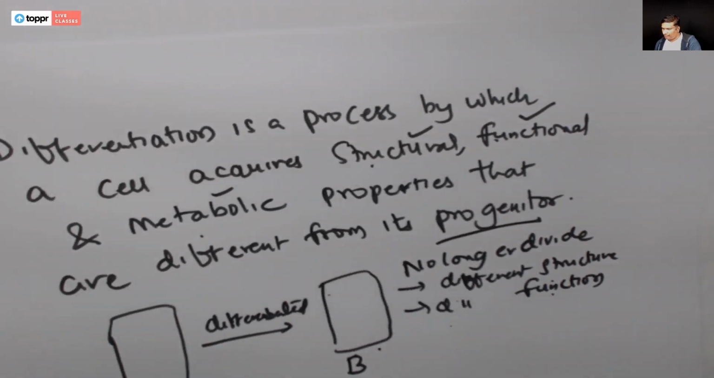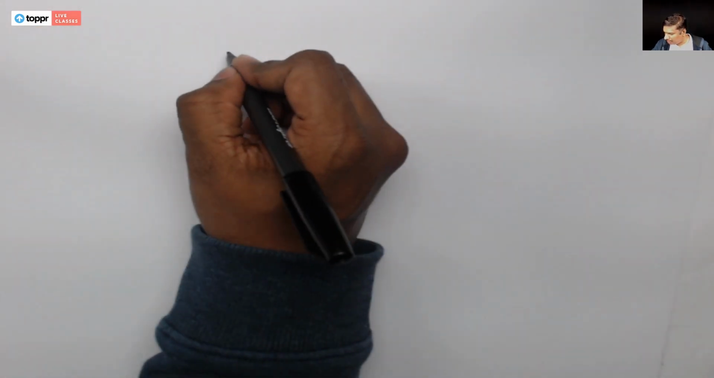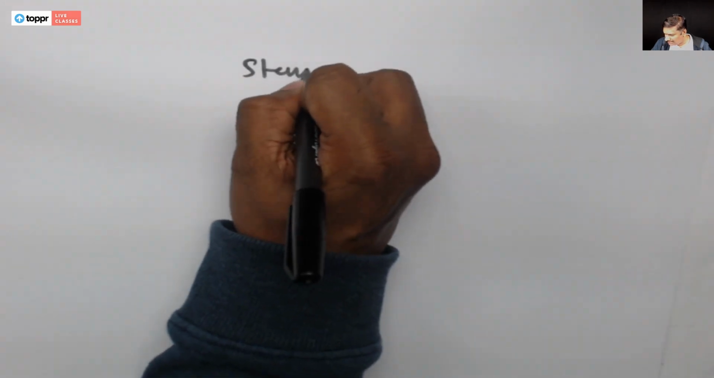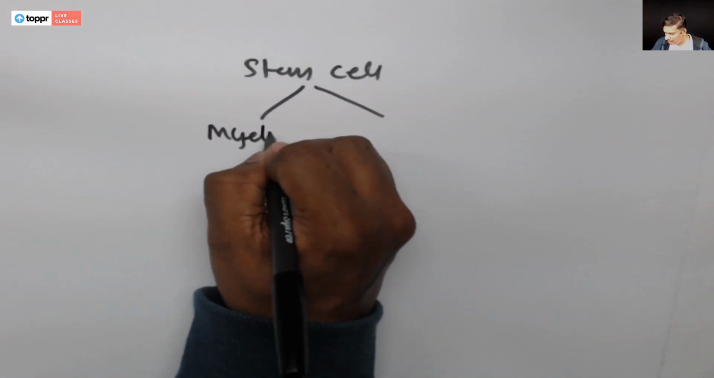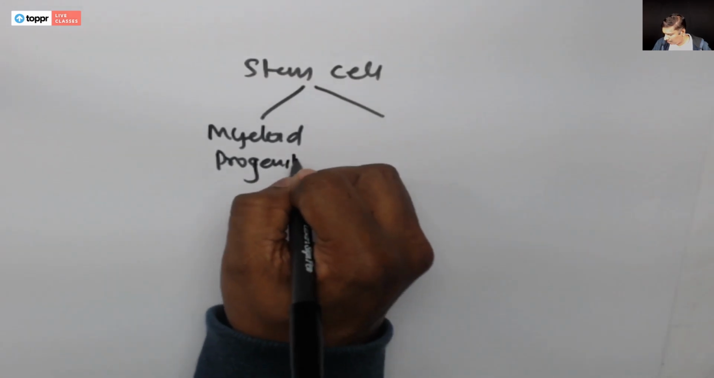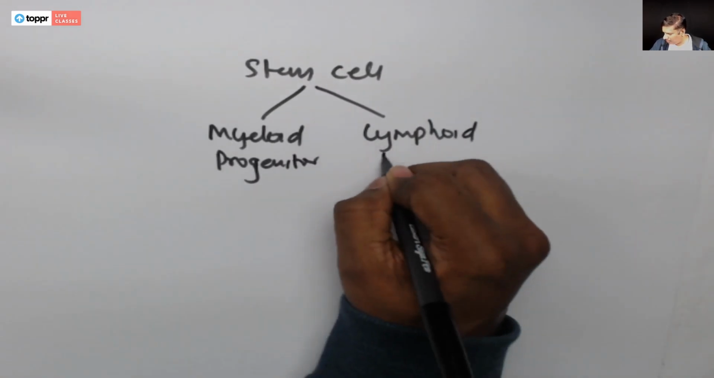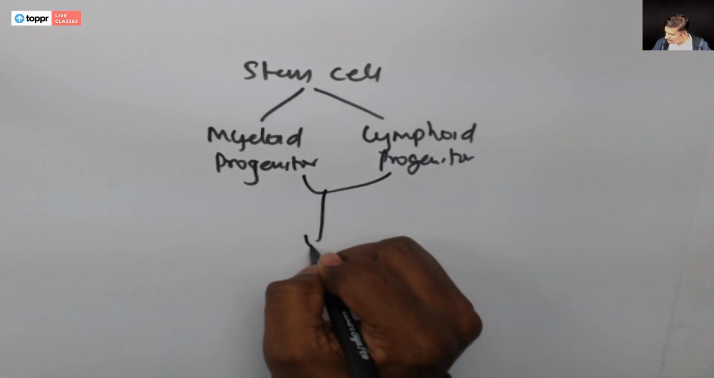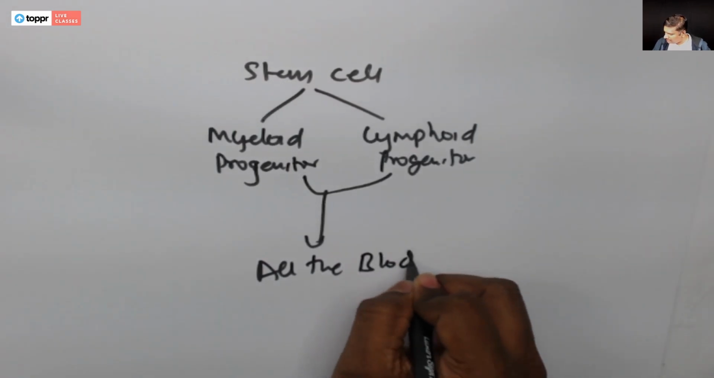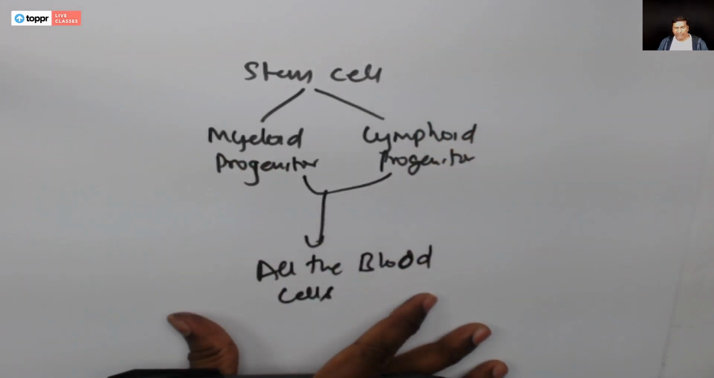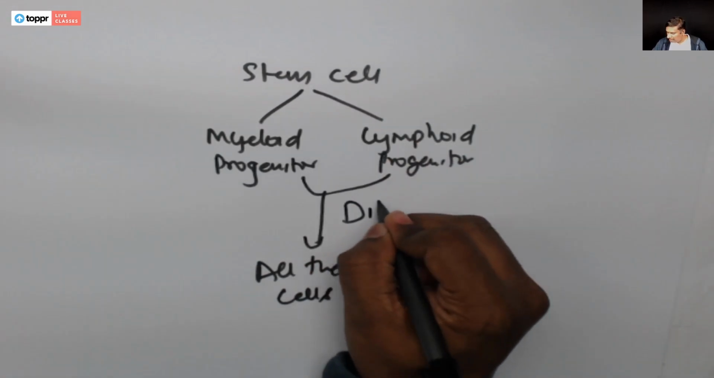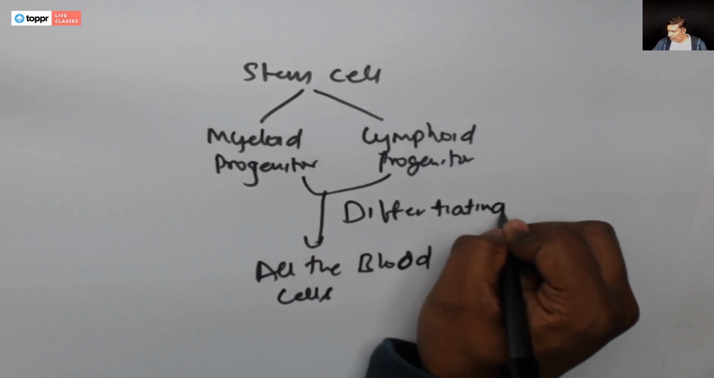So you can see this differentiation in almost all kinds of organisms. For instance, if you take human beings, I told you this example even yesterday. From the stem cell, you're getting your progenitor cells, basically your myeloid progenitor and lymphoid progenitor. And these cells are actually responsible for all the blood cells in the body. So from these 2 kinds of cells, you're getting all the different kinds of cells. Basically, these cells are differentiating to form various kinds of cells. So that is about differentiation.